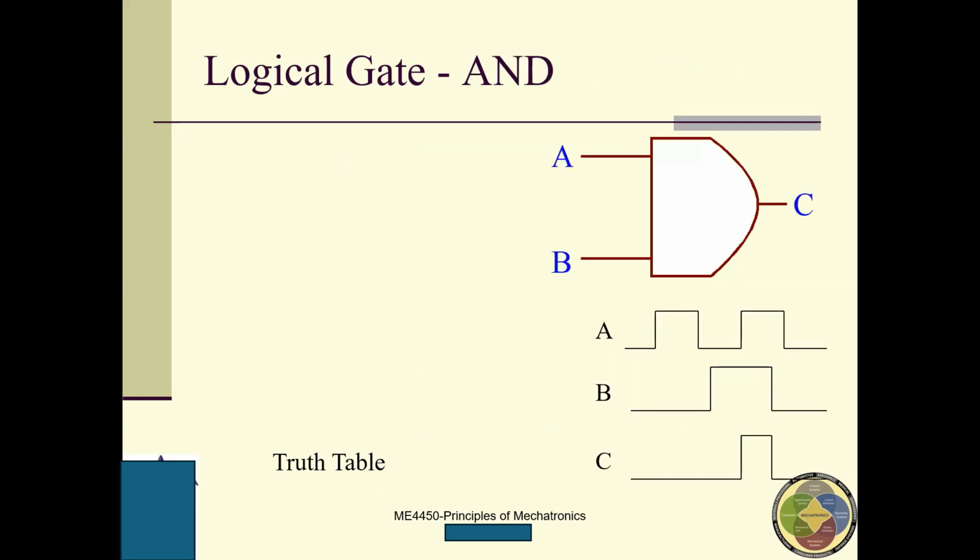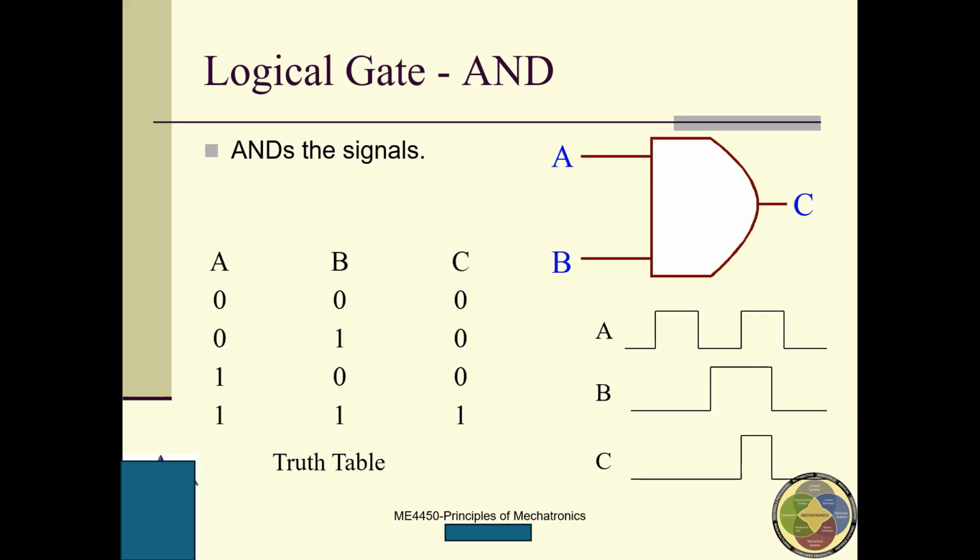So the second gate is AND. For this AND we have two input values. A and B are inputs and C is output. And the gate, the signal. And you can see the logic: when A and B are 0, 0, C will be 0. This is AND. Okay, you know AND, right? AND means that if any input value equals 0, the final result will be 0.